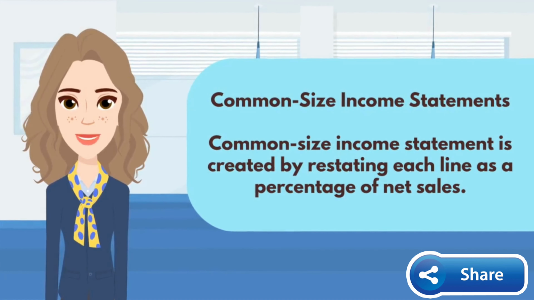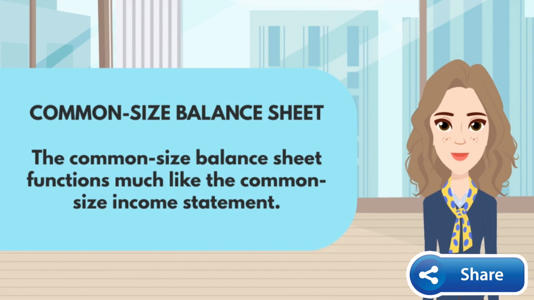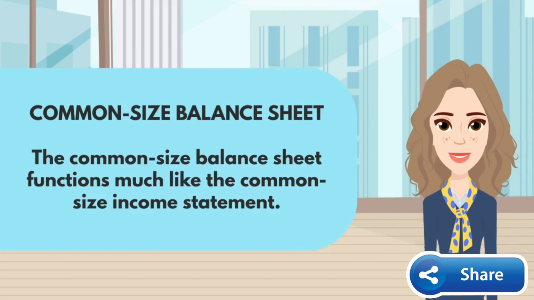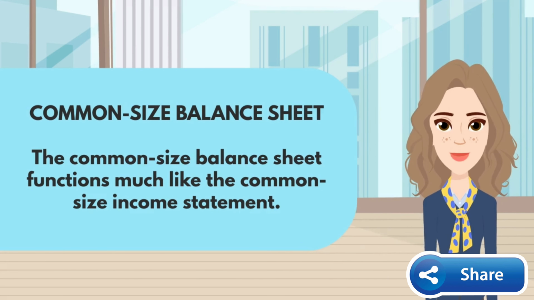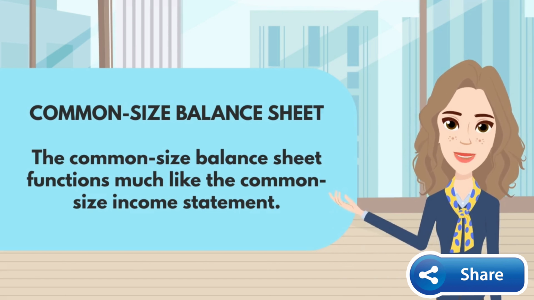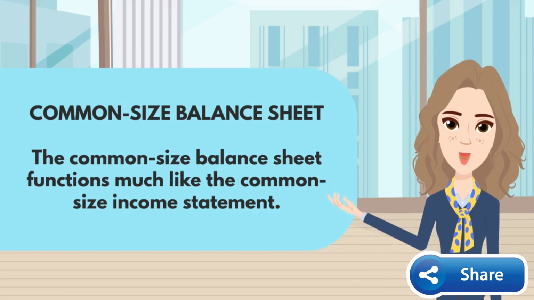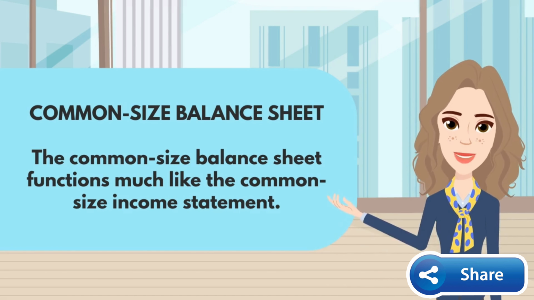A common-size balance sheet is a financial statement that presents each line item as a percentage of a base figure, typically total assets. Similar to a common-size income statement, it allows easy comparison of different components of the balance sheet across time periods or between companies of different sizes. This format helps us analyze the composition and structure of a company's assets, liabilities, and equity, making it easier to identify trends and assess financial health.